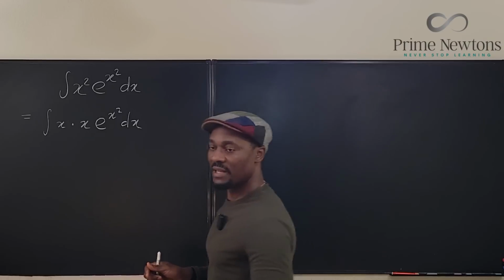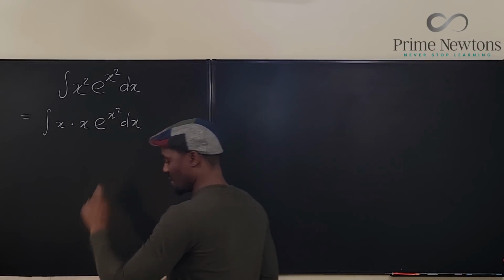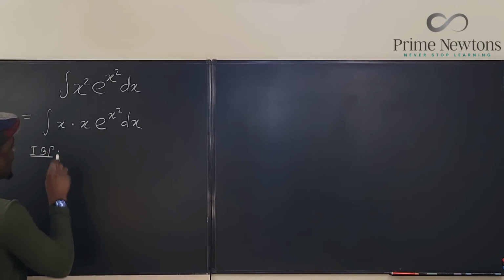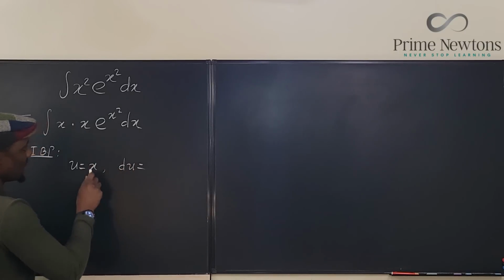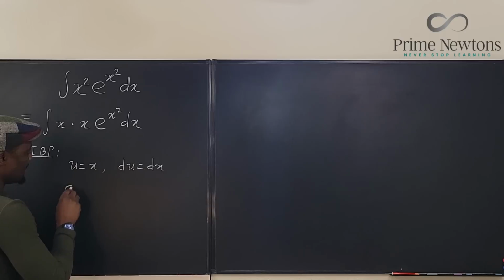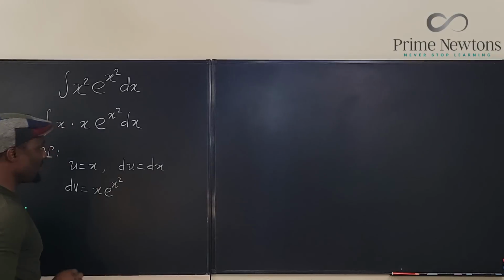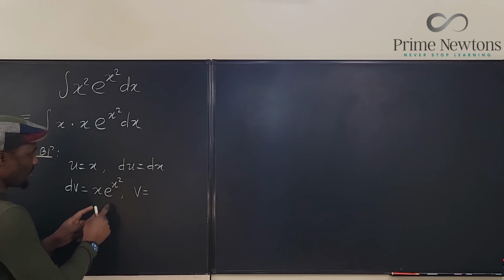So you see the way I split it? It means I am going to be differentiating this and integrating this. So integration by parts. Let's write it. I'm going to say that my u is equal to x, so that du will be equal to dx. That's done. And I'm going to say that my dv is equal to x e to the x squared. So I'm not using the table this time. And I know that v is going to be, I'm going to integrate this.